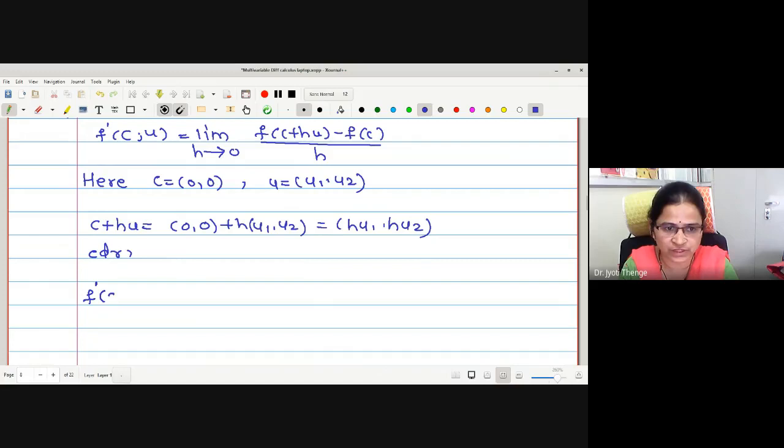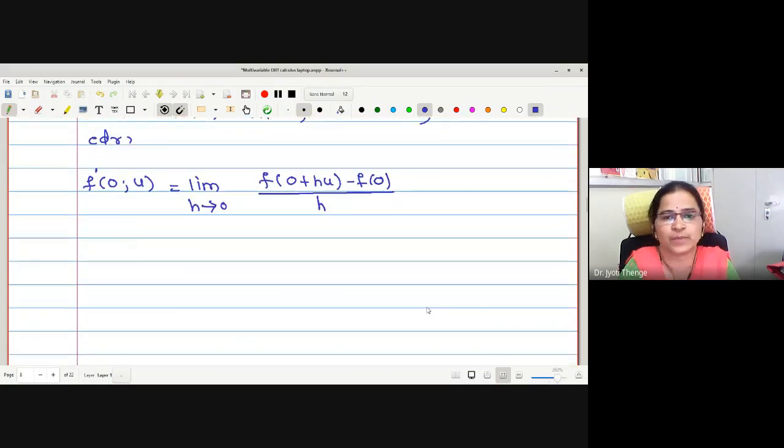F dash of (0, u), according to the definition, is limit h tends to 0 of f of c plus hu, I may write 0 plus hu, minus f of 0, divided by h. Let me write in terms of the coordinates. This is limit h tends to 0 of f of (hu1, hu2) minus f of (0, 0). The origin has the coordinates (0, 0).